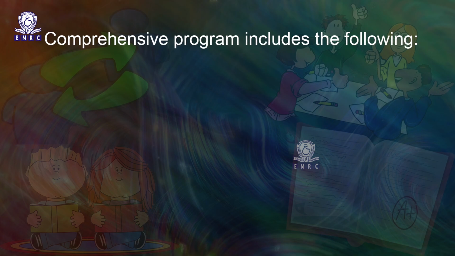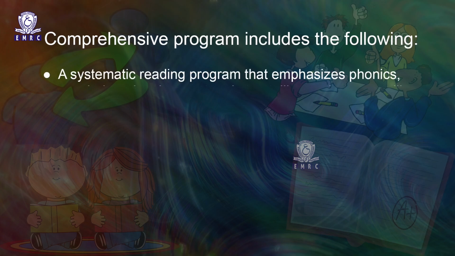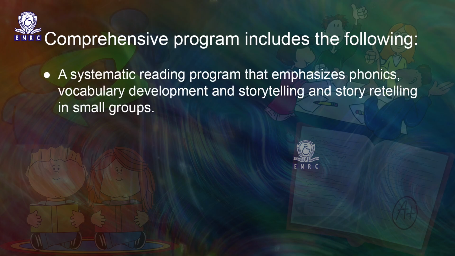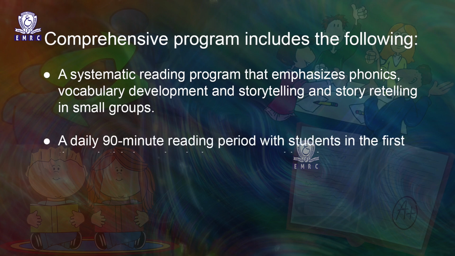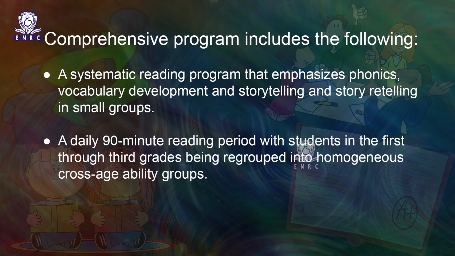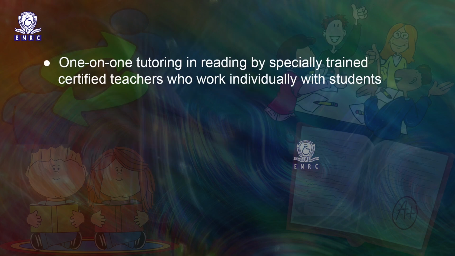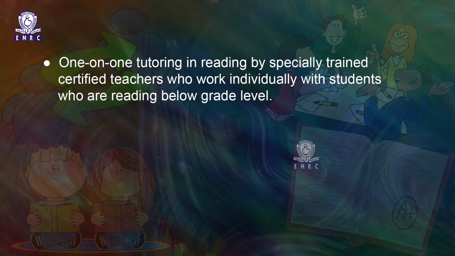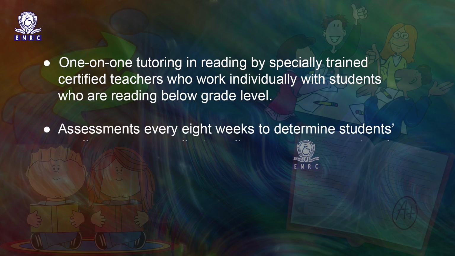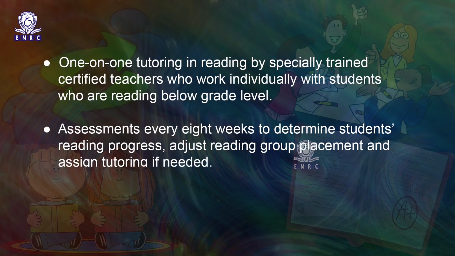This comprehensive program includes the following: a systematic reading program that emphasizes phonics, vocabulary development, and storytelling and story retelling in small groups. A daily 90-minute reading period, with students in the first through third grades being regrouped into homogeneous cross-age ability groups. One-on-one tutoring in reading by specially trained certified teachers who work individually with students who are reading below grade level. Assessments every 8 weeks to determine students' reading progress, adjust reading group placements, and assign tutoring if needed.